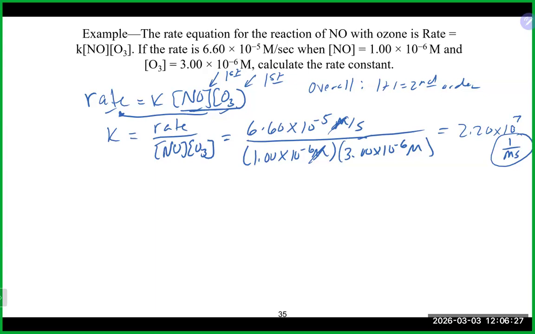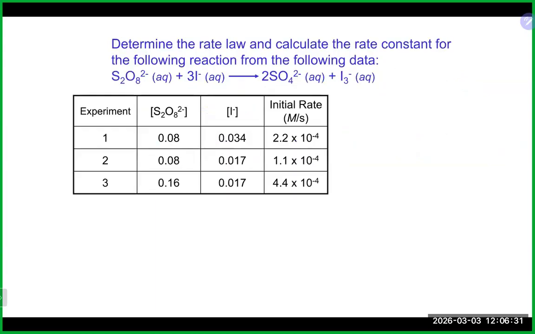Any questions on that one? Okay, so why don't you try one here? Let's calculate the orders. What is the rate law, and what is the value of k? Based on the information in the table, we basically want to figure out the rate law, the orders, and the value of k. So take a few moments there, see what you come up with.